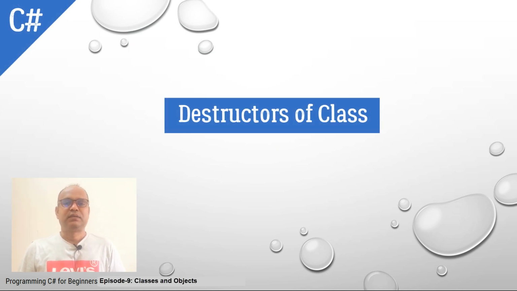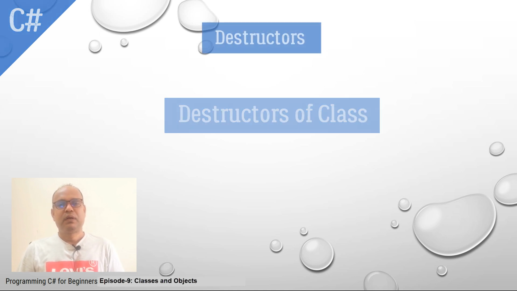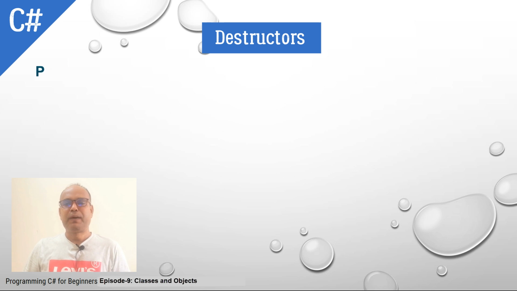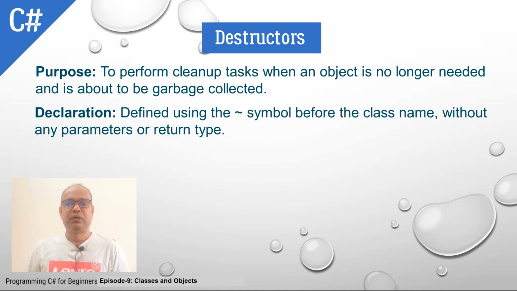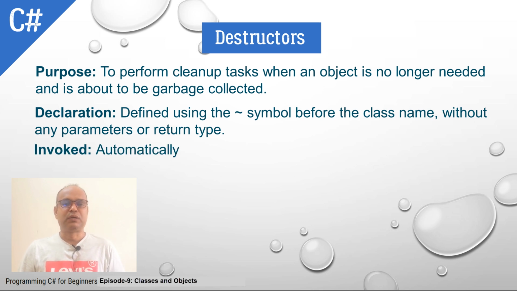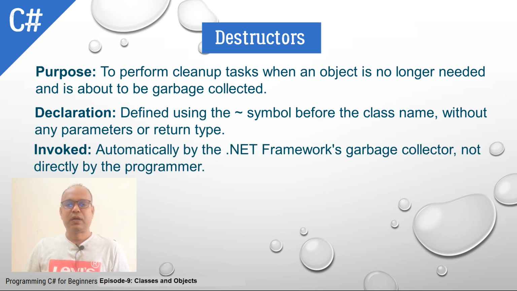Destructors of class. Destructors, or finalizers, in C#. Purpose: to perform cleanup tasks when an object is no longer needed and is about to be garbage collected. Declaration: defined using the tilde symbol before the class name without any parameters or return type. Invoked automatically by the .NET framework's garbage collector, not directly by the programmer.